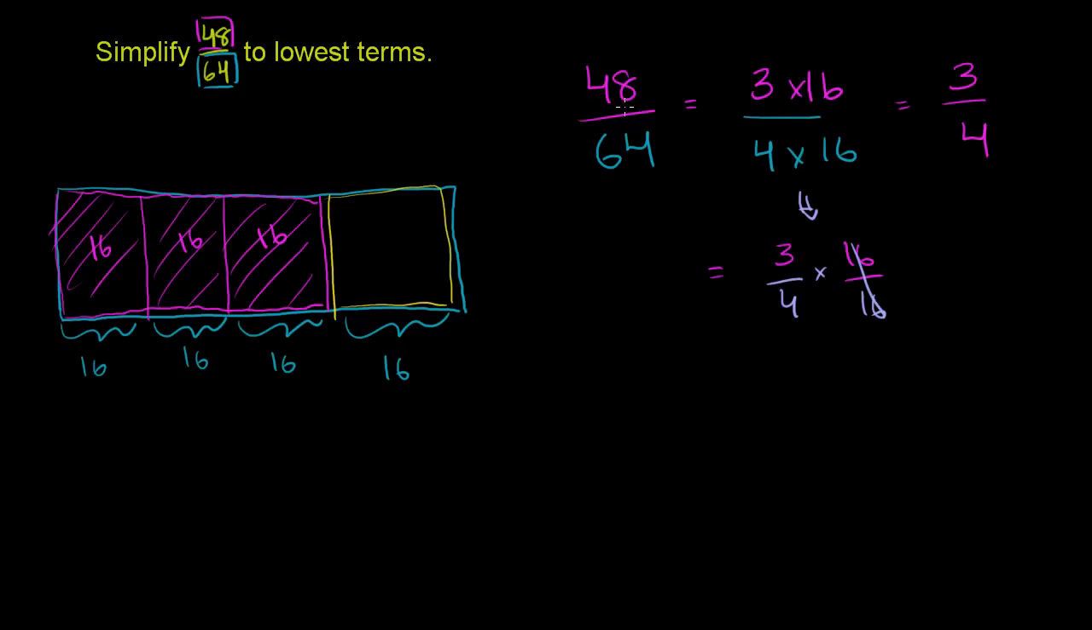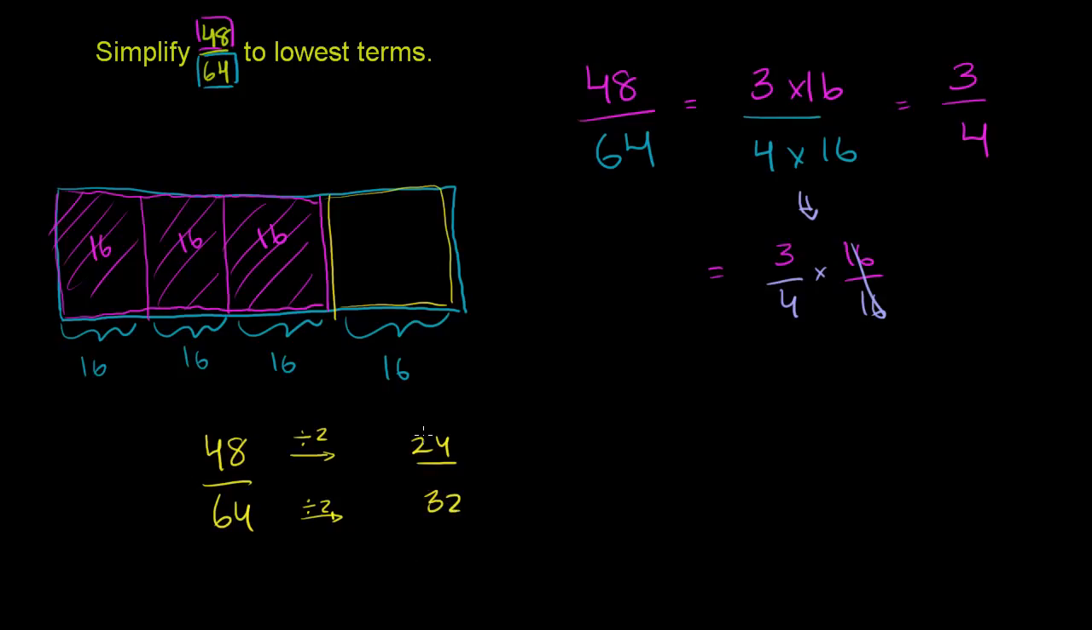Now, if you didn't immediately recognize that 16 goes into both 48 and 64, you could do it step by step. So let's say we started off with 48 over 64. Now, the key thing to remember with any fraction is that whatever you do to the numerator, you have to do to the denominator. So if we divide the numerator by 2, we also have to divide the denominator by 2. We know that these are both divisible by 2. They're both even. So that would get us to 24 over 32.